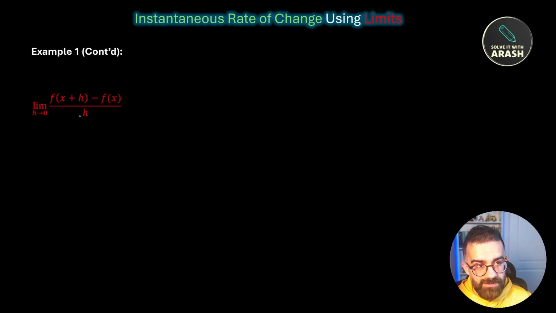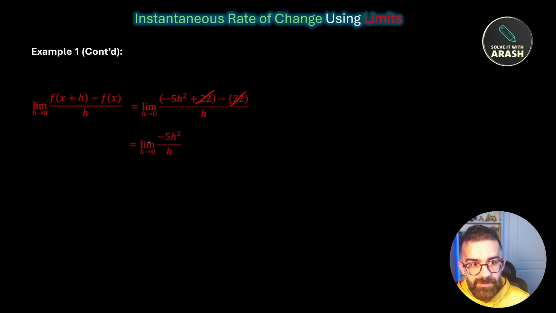We want to find this limit, so let's replace each of them with what we found. Negative 5h squared plus 22 minus 22 over h. And that's good news because we can cancel 22s. Now this is simplified to negative 5h squared over h. You can cancel 1h in the numerator with the 1 in the denominator. That's simplified to limit of negative 5h as h approaches 0. So negative 5 times a very tiny number is just equal to 0.